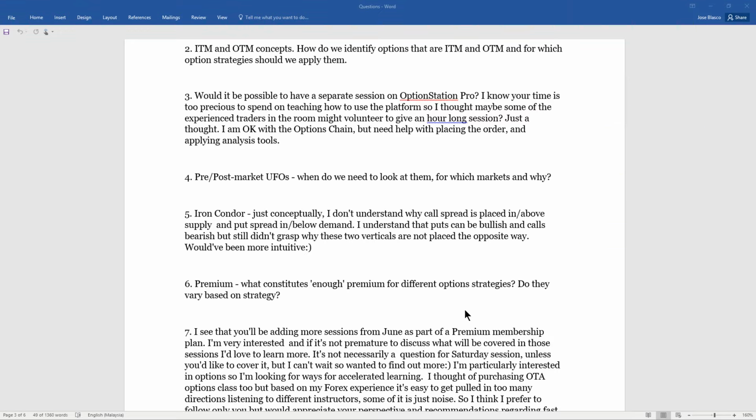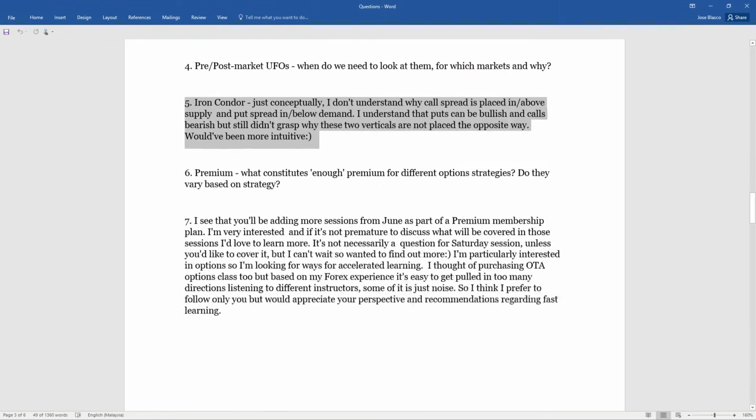So again, don't think in terms of being bullish or bearish, think in terms of where is price not likely to go. Okay, that's another way to think about it, and hopefully this is more intuitive.